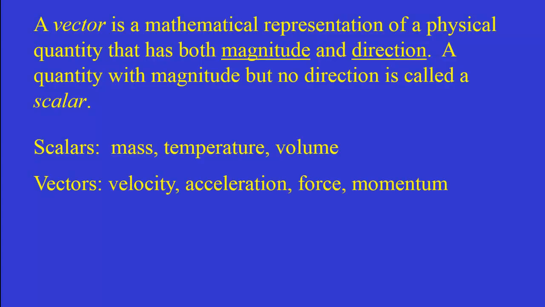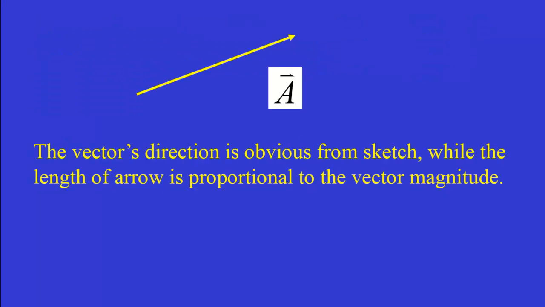By contrast, quantities like velocity, acceleration, force, and momentum have, of course, a magnitude, a size, but they also have a direction that's implicit in their very definition. Graphically, we can depict a vector using an arrow, and then we usually give some kind of a symbolic representation. Here you can see that that is the letter A with an arrow on top of it. The vector's direction is clear from the sketch, and the length of the arrow is proportional to the vector magnitude.